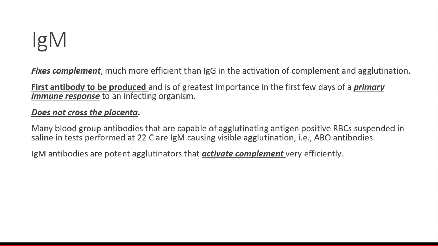Many blood group antibodies that are capable of agglutinating antigen-positive red cells suspended in saline in tests performed at 22 degrees centigrade are IgM, and they cause visible agglutination. The best example are ABO antibodies. We'll learn that you form naturally occurring antibodies to ABO antigens you do not possess. There are things in nature that are so similar that this is a case in which we get cross-reactivity. IgM antibodies are potent agglutinators that activate complement very efficiently.